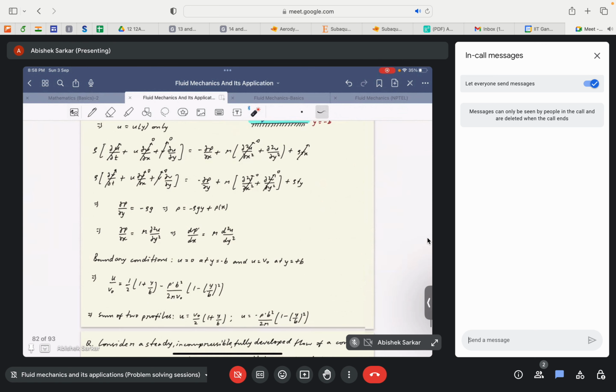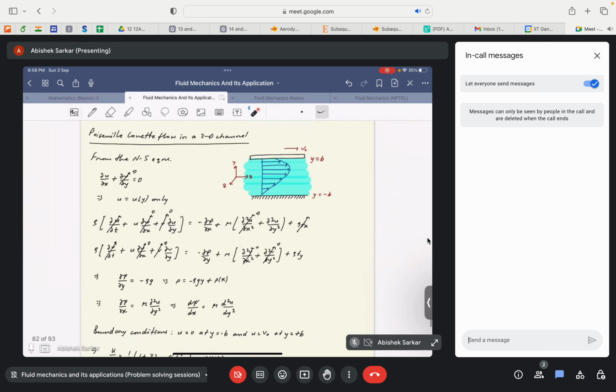So in this case, the governing equations, just see how they cancel out. From the Navier-Stokes equation, this is the continuity equation. So from the continuity equation, we get that dou u by dou x plus dou v by dou y equals 0. And v is 0.